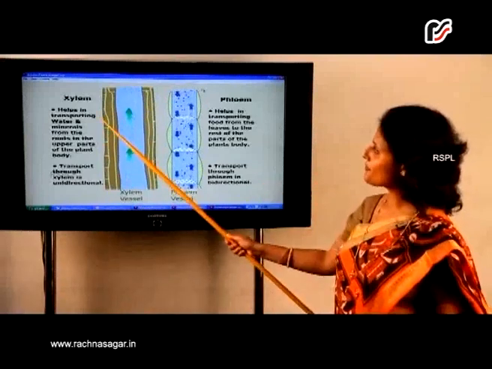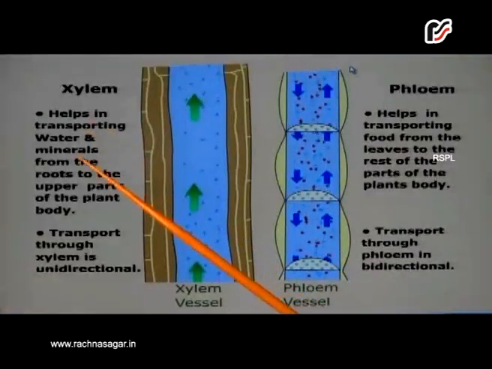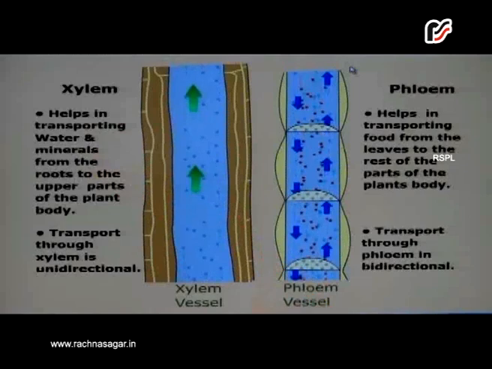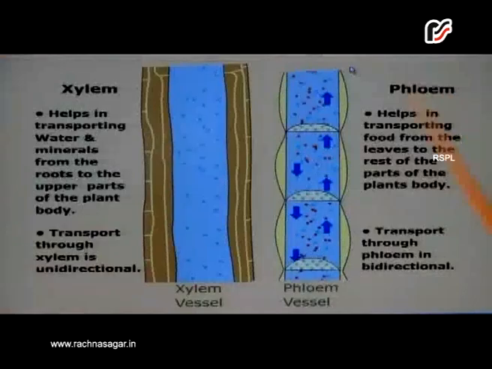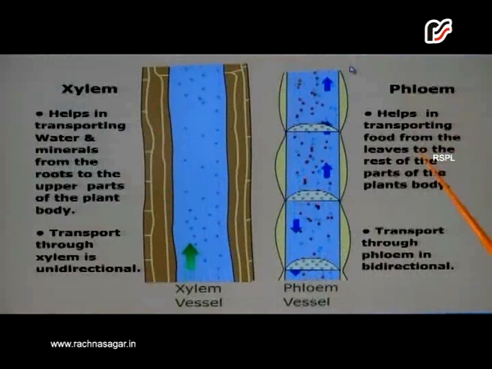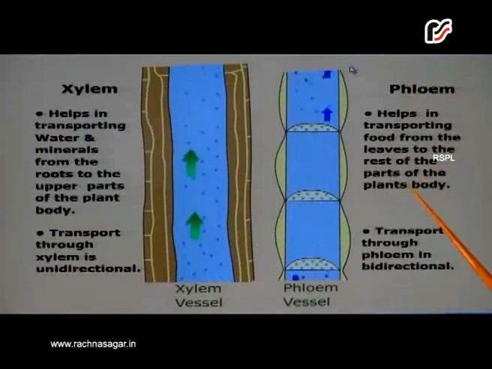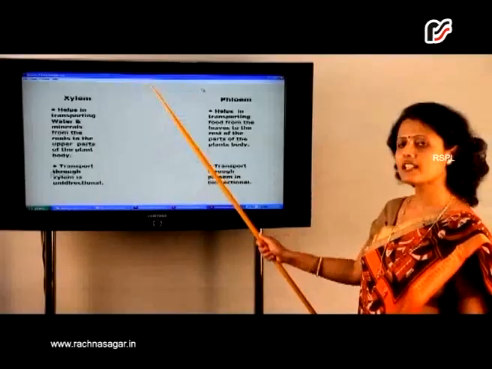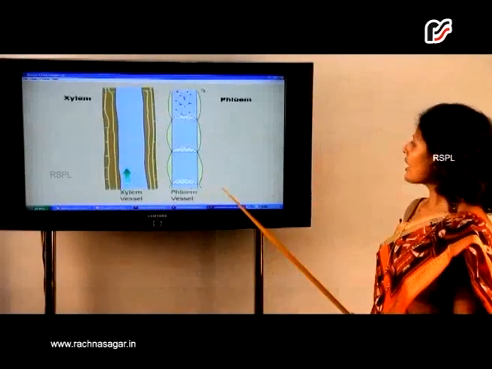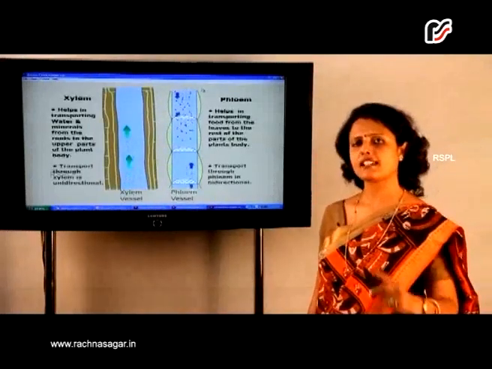Now let's refer. Xylem helps in transporting water and minerals from the roots to the upper parts of the plant body. Whereas phloem helps in transporting food from the leaves to the rest of the parts of the plant body. Next, transport through xylem is unidirectional, whereas transport through phloem is bidirectional.